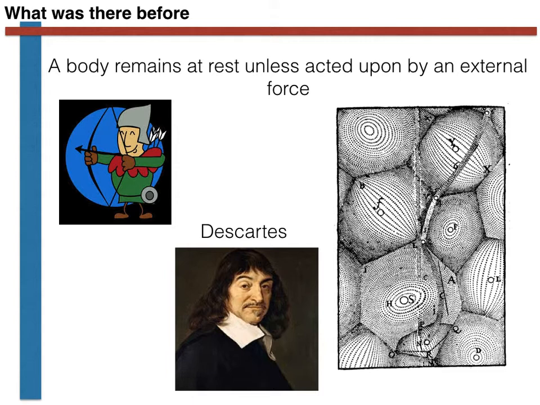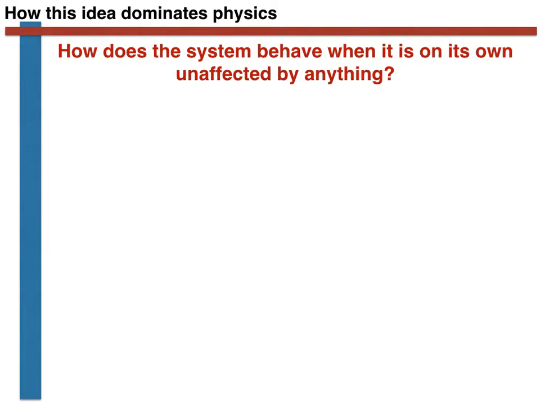When compared with this incomprehensible figure from Descartes' notes on his vortex theory, Newton's notion that the body will continue along its present course at a constant velocity unless an external force acts upon it seems rather beautifully straightforward. Newton thus revolutionized physics by generating a new answer to the question, how does the system behave when it's on its own, unaffected by anything?